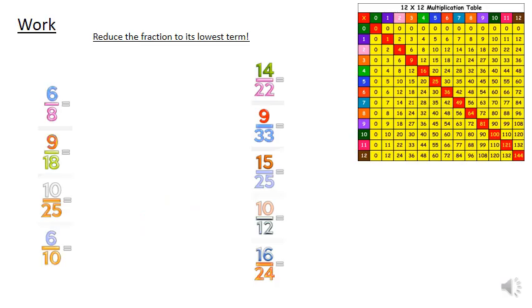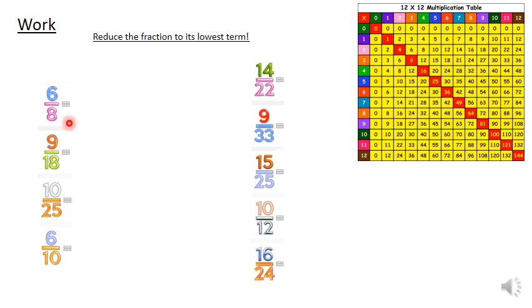Right, so your work for today, you have got to look at the fraction and you've got to reduce the fraction to its lowest term. So you'll find an equivalent fraction, but this time you are using division. You are dividing down to find the fraction at its lowest term. Okay, so if we take 6/8, we've got to find a number that will divide into 6 and 8 without leaving any remainders. So I would always start off and think, is it an even number? Because if it's an even number, I can divide it by 2.